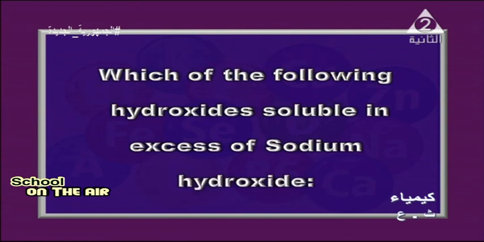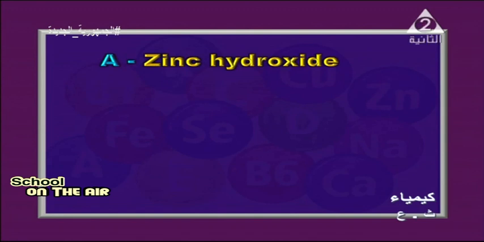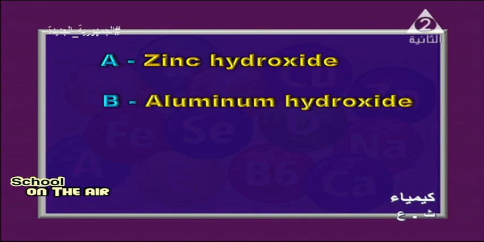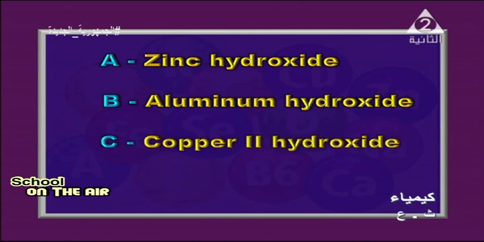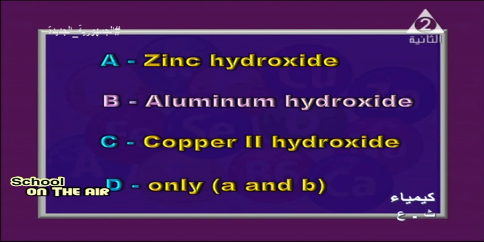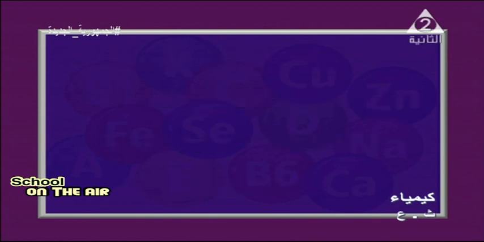Let's fly to this question. Which of the following hydroxides is soluble in excess of sodium hydroxide? Soluble, dissolves in sodium hydroxide? Yes. What do you think? Zinc hydroxide, or aluminium hydroxide, or copper 2 hydroxide, or only A and B? Which one dissolves? I can say aluminium hydroxide dissolves in sodium hydroxide to form sodium meta aluminate. You know?